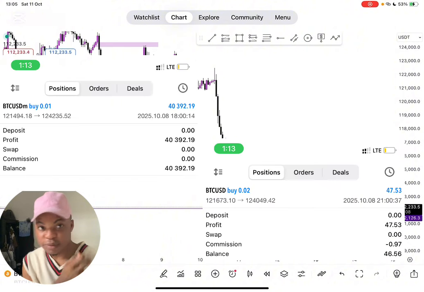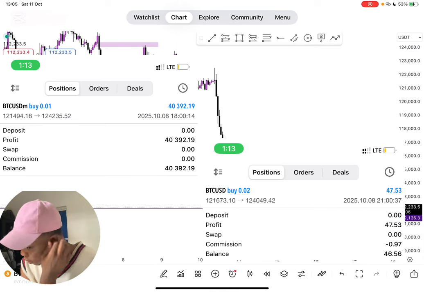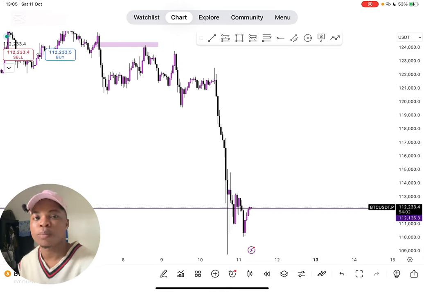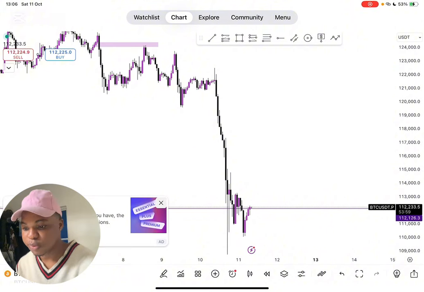So this is the PNL for the week. I just took one trade, and that trade is a win. So come back stronger next week, and do more. Thank you.